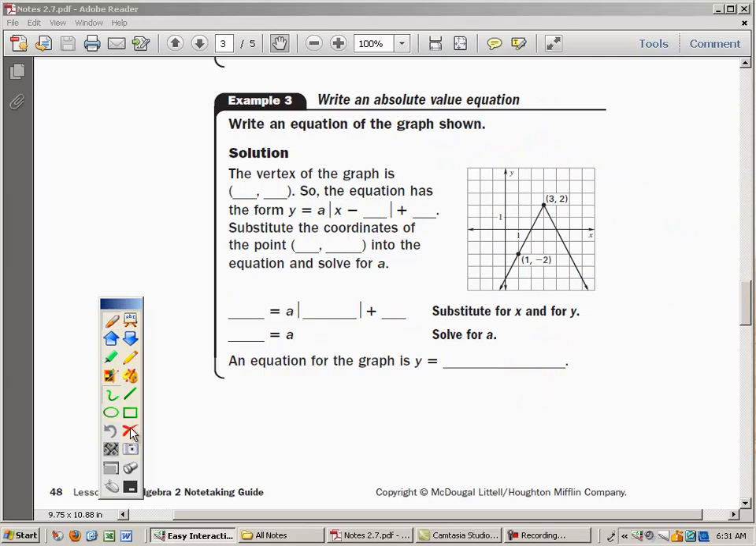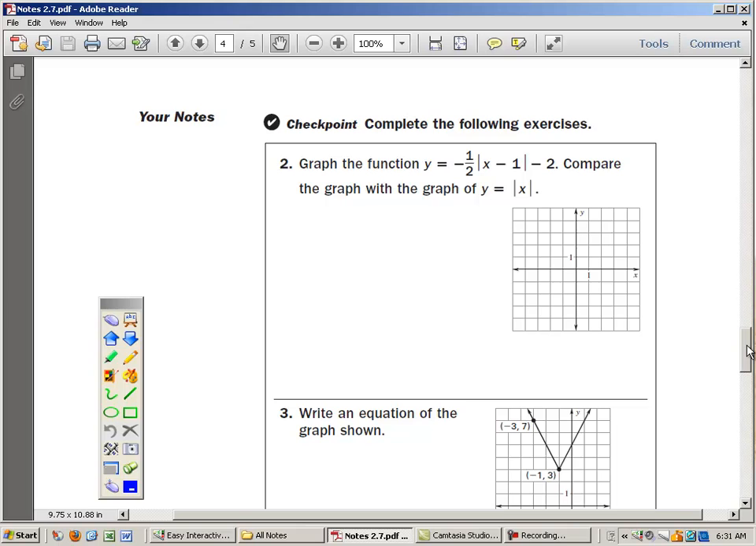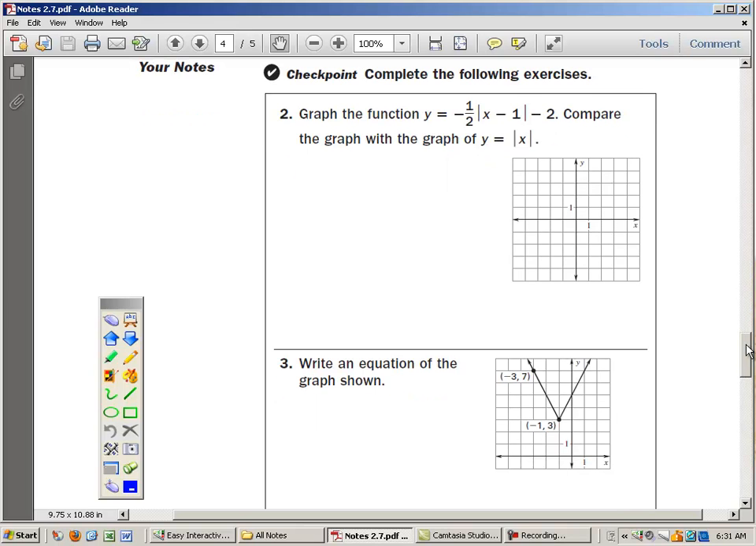Okay? All right, so let's try a couple examples on the next page, a couple of checkpoint problems that you're going to try, and then we'll come on back and we'll talk about the general transformations of general graphs, and this should make a lot of sense to you after we've looked at some of these.